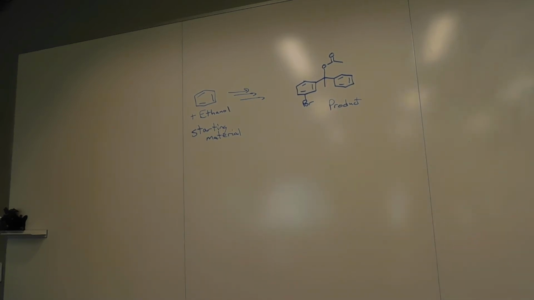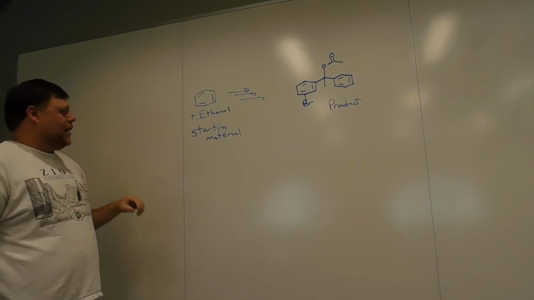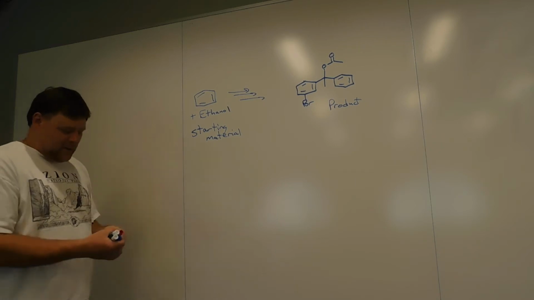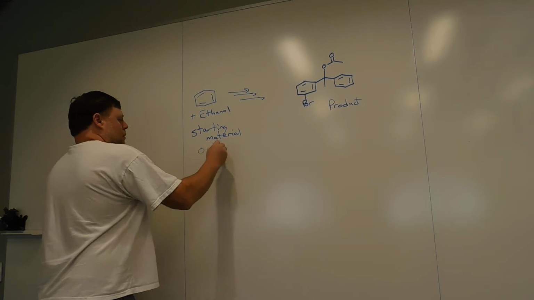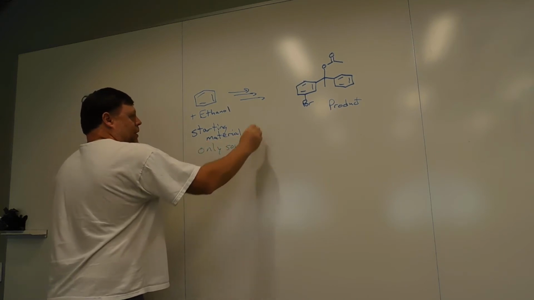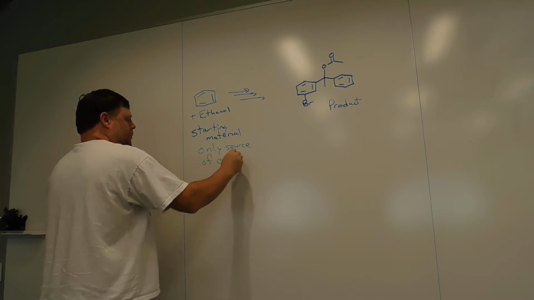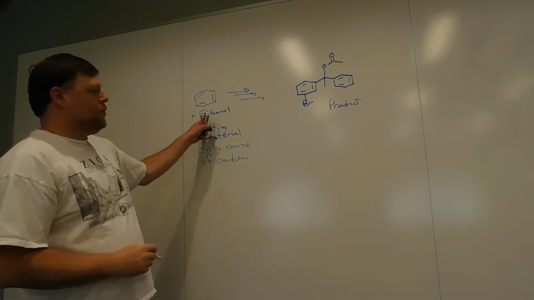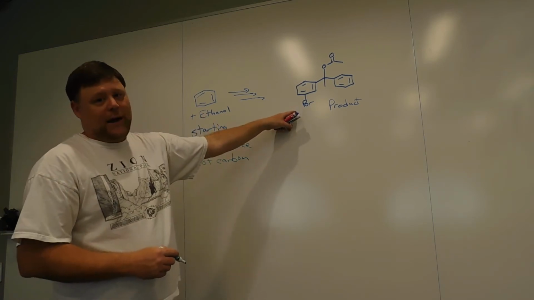You might be getting bored by now, so this is going to be kind of a long one. We're going to start with benzene and ethanol. These are your only sources of carbon. So every carbon in the product has to come from these two molecules. Okay? So this is the product that you have to make.